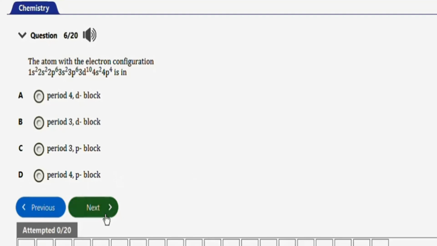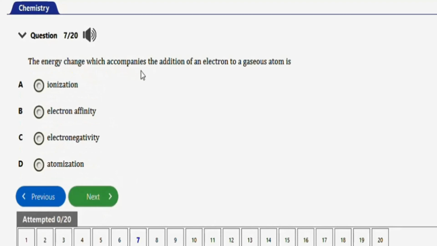The next question says the energy change which accompanies the addition of an electron to a gaseous atom is electron affinity, option B.